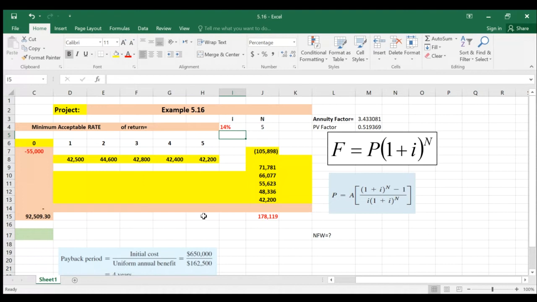Okay, now see what we have done. I'm going to explain to you how to calculate a future value. See, first of all, what is the future value of starting from this one, cost? What is the future value of this one? Right, future value is P, which is negative 55,000 times (1 plus i), where i is 14%, and N, what will be the N?